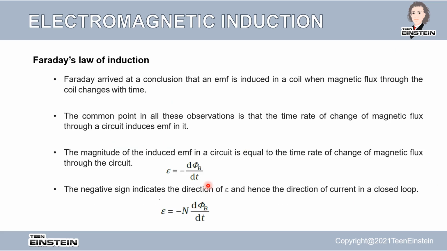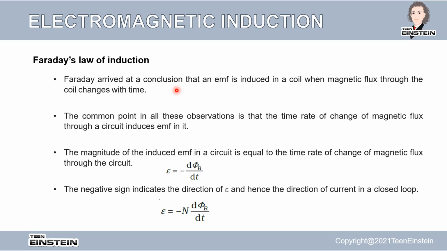Now let's see what is Faraday's law of induction. We saw three experiments, and in all three of them we came to several conclusions: whenever we move the magnet, a current is induced, and when you change the current in the second coil, there is a current induced in the first coil. We will have to put all of them in the form of an equation. Faraday arrived at a conclusion that an EMF is induced in a coil when the magnetic flux through the coil changes with time.